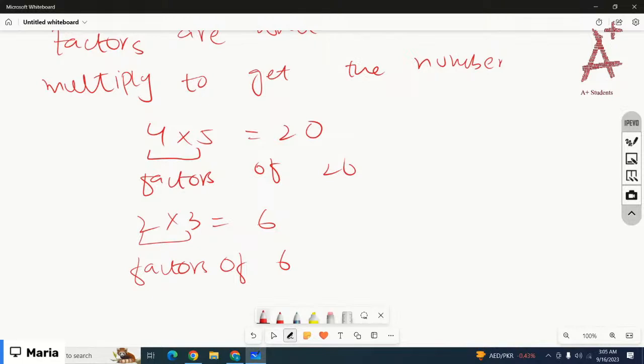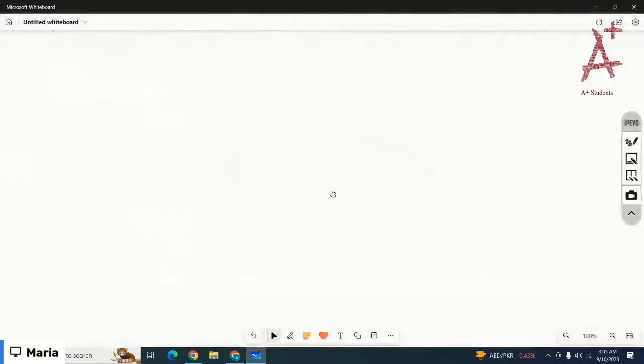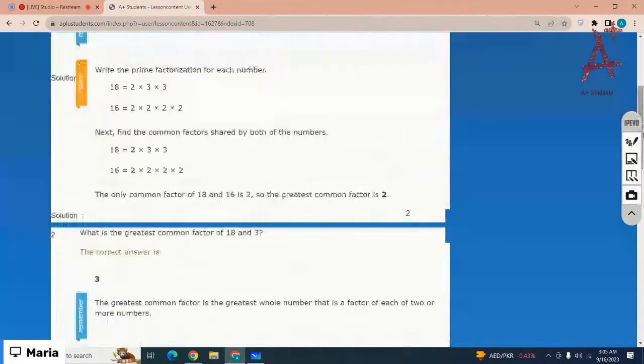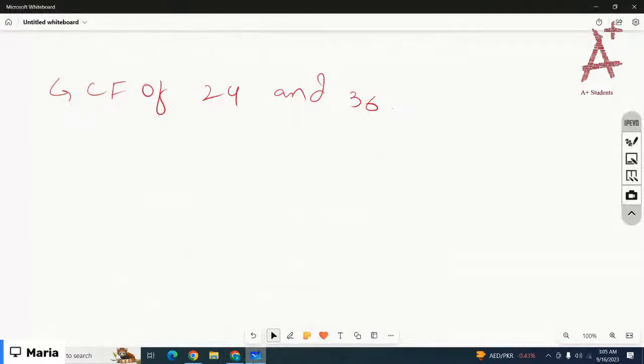Let's start with an example and see how we calculate GCF. You have to calculate the GCF of 24 and 36. Let's do prime factorization of both the numbers. We have done prime factorization earlier this week, so if you need more help with it, you can go to the lesson we did earlier this week. Let's write down the prime factors of 24 and the prime factors of 36.